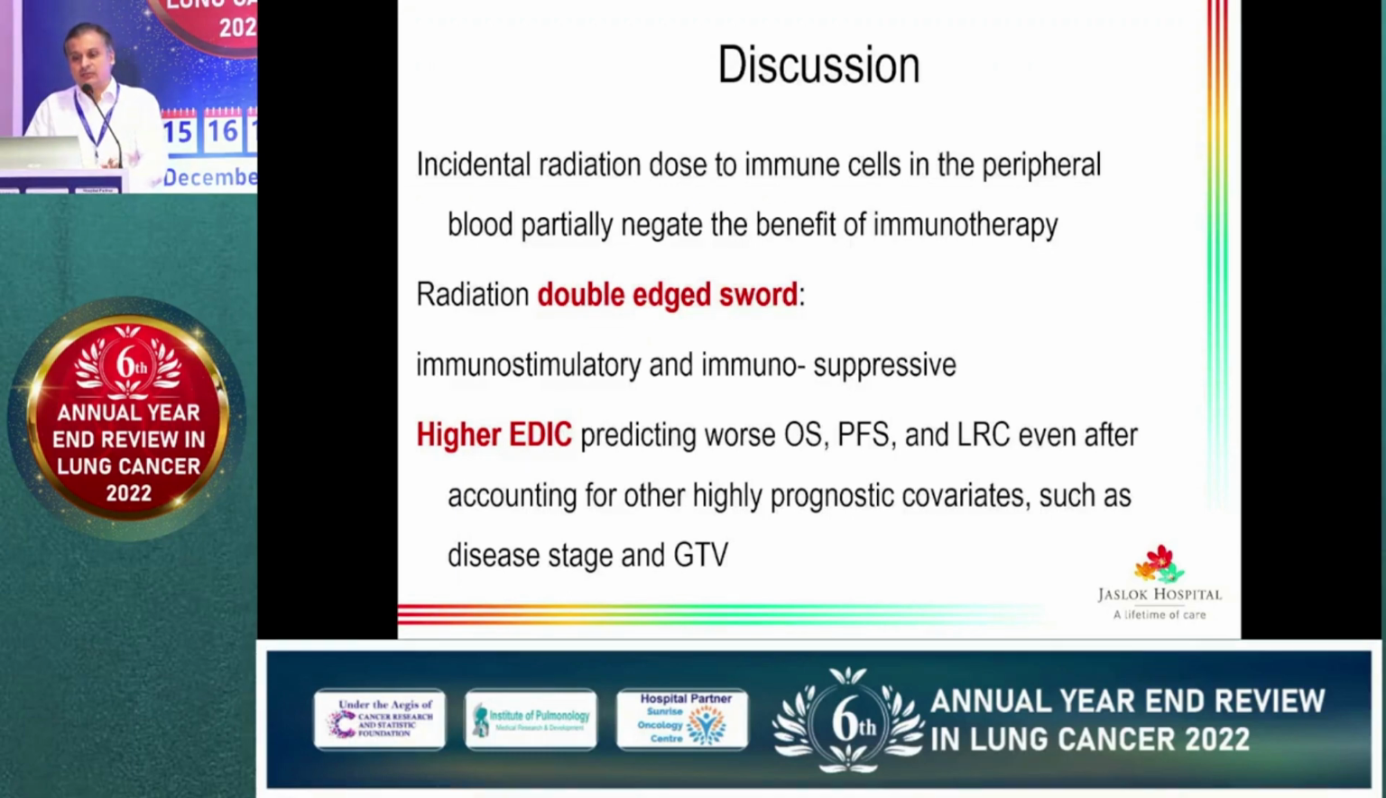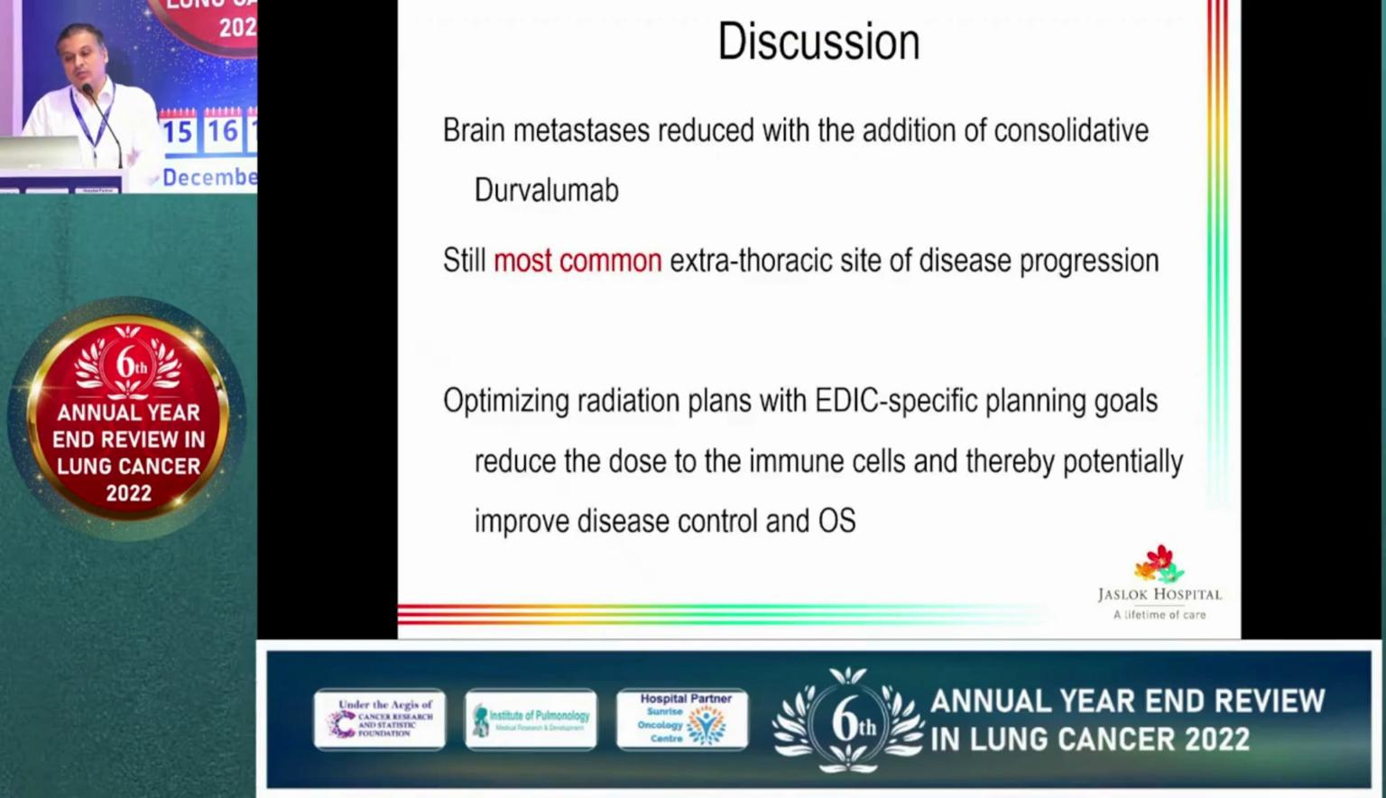So, with this paper, the incidental radiation dose to the immune cells in the peripheral blood partially negates the benefit of immunotherapy. The radiation acts as a double-edged sword. It has an immunostimulatory effect by exposing the antigens, as well as an immunosuppressive effect by suppressing the immune cells in the blood. A higher EDIC predicts worse OS, PFS, and local regional control, even after accounting for the other prognostic variables. Brain metastases are reduced as compared to the historical cohort. However, it is still one of the most common sites of extrathoracic progression.